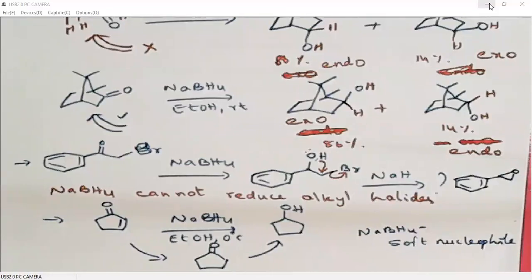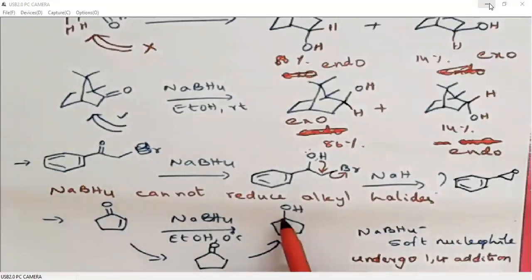Right, sodium borohydride is a mild reducing agent, so it is a soft nucleophile. Soft nucleophiles will undergo 1,4 addition, Michael addition. So when we reduce an enone with sodium borohydride, first the enone will be converted to a ketone, that means 1,4 addition. Then of course the ketone will undergo reduction with sodium borohydride. So this is how we can convert an enone into an alcohol.